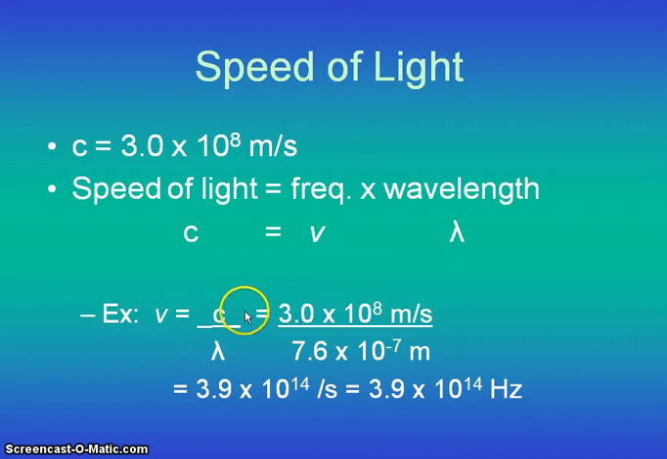So for instance, in this problem here, I'm trying to solve for frequency, and I always have speed of light. That's a constant, 3 times 10 to the 8th meters per second. And by dividing that by my wavelength, given here as 7.6 times 10 to the negative 7th meters, that's going to give me the frequency of 3.9 times 10 to the 14th waves per second, or hertz. So then I would also expect that you would be able to calculate wavelength if given frequency and speed of light.